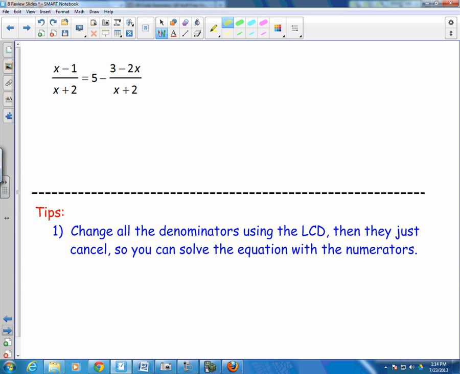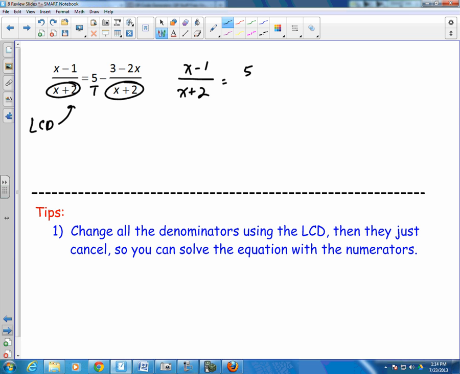So now you ask yourself, okay, change all the denominators using the LCD just like we did before. With an equation, though, you just then have all the denominators the same, then you just solve by setting the equation up with just the numerators because the denominators can cancel out. All right, so what is the LCD? Again, all denominators can go into x plus 2, and it would be fine. So my LCD actually is x plus 2. So I'm going to rewrite this so that all the denominators are x plus 2.